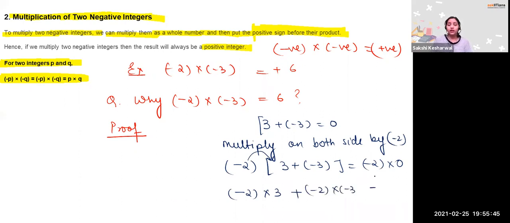And then this is what? Any number multiplied with 0 is what? Beta, 0? Yes or no? You can just follow this rule one by one. Right now we did multiplication of any number with 0. It will be what? 0, right? So this is going to be 0.